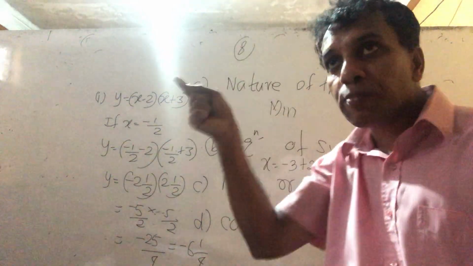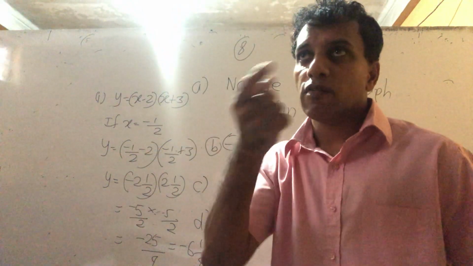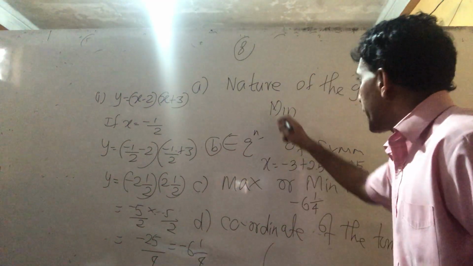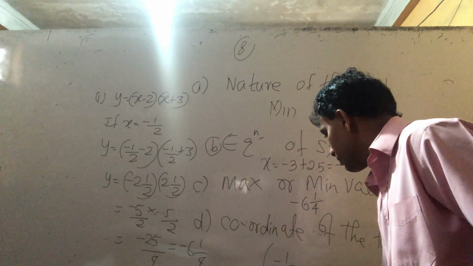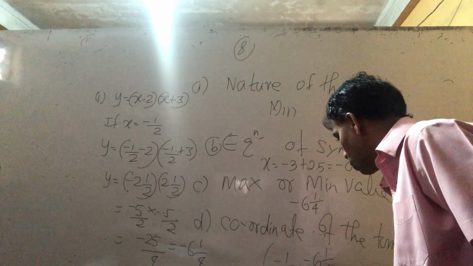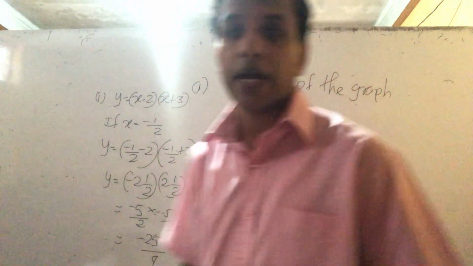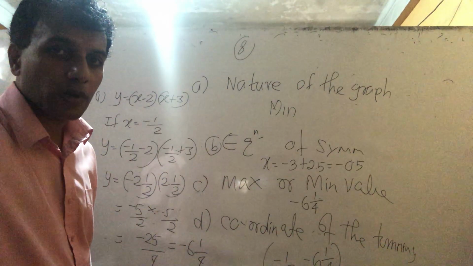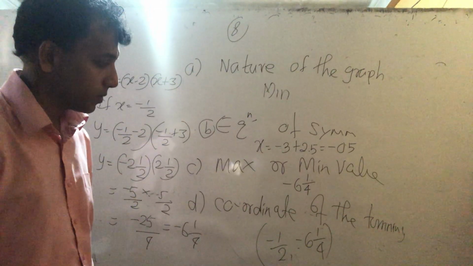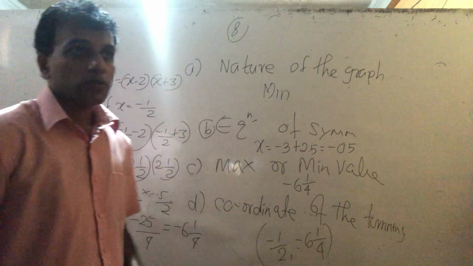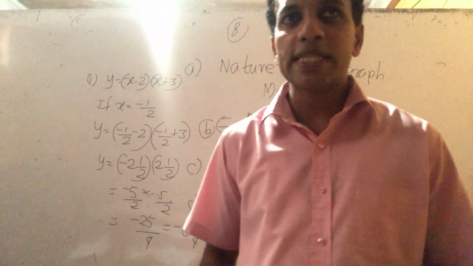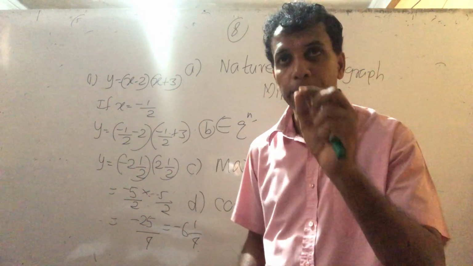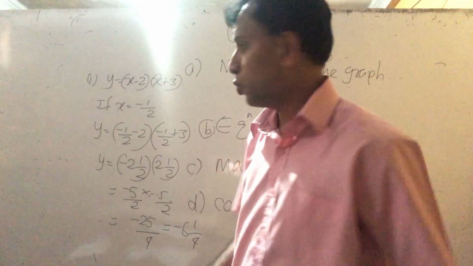At last, the turning point. So if you have good experience, what does coordinate mean? X value and the y value. So no doubt, x equals minus half, y equals minus 6 quarter. Minus half comma minus 6 quarter are the answers. If you feel this is difficult to answer in this manner, I can show the other method also. So write method 2.